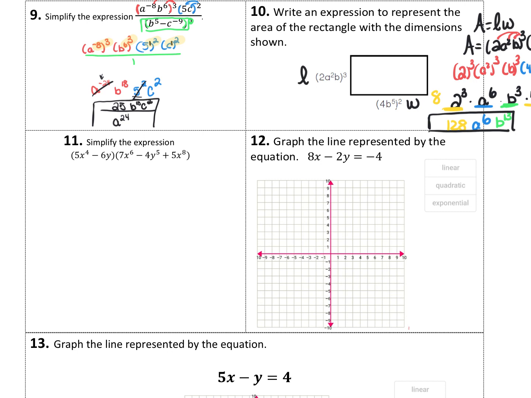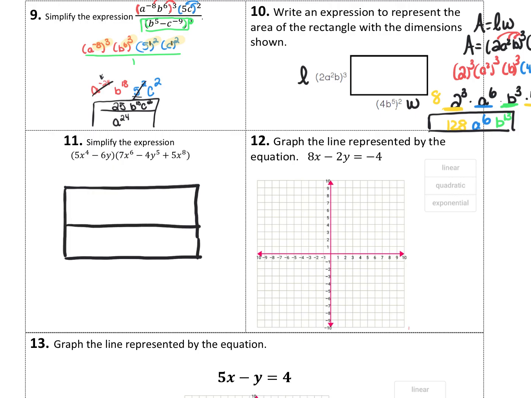Okay, so for number 11, in my first set of parentheses, I have 2 things. So my box needs to be 2 boxes high. And then it has to be 3 boxes long because I have 3 things in my second set of parentheses. So my 5x to the 4th goes here, negative 6y, 7x to the 6th, minus 4y to the 5th, plus 5x to the 8th.